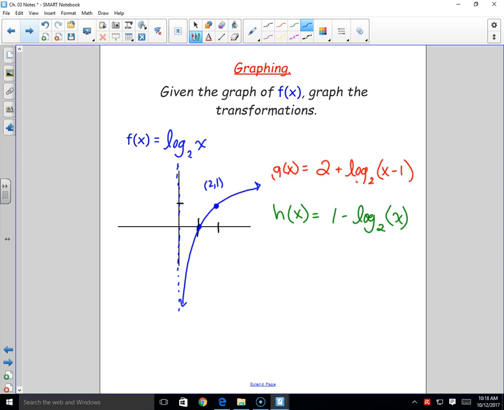So you guys, take that parent function. You are allowed to collaborate in your groups. I want you to think about, with words, what transformations are happening in G and then in H, and then try to graph it. Ready? Set? Go.